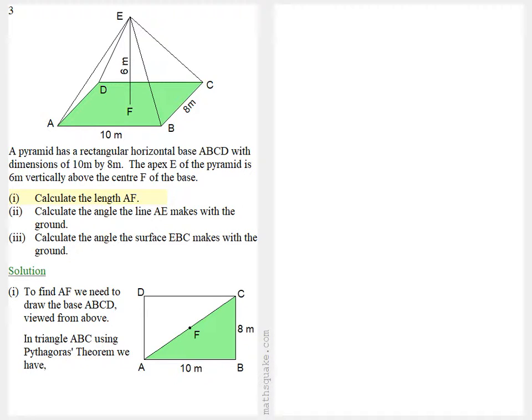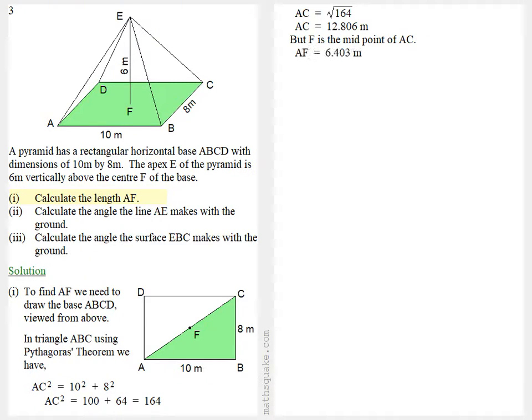In triangle ABC, using Pythagoras' theorem, we have AC squared equals 10 squared plus 8 squared, which is 100 plus 64, or 164. So, taking the square root, AC is the square root of 164, which is 12.806, but F is the midpoint of AC, so AF is equal to 6.403 meters. Rounding that off to one decimal place, we have AF is equal to 6.4 meters.